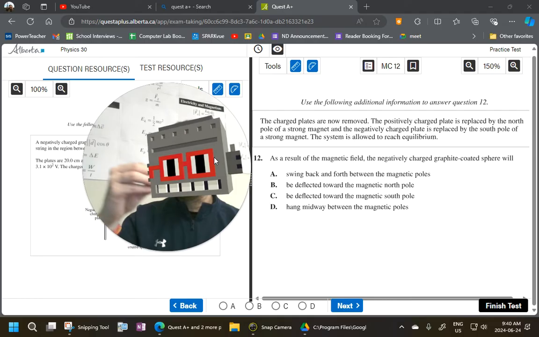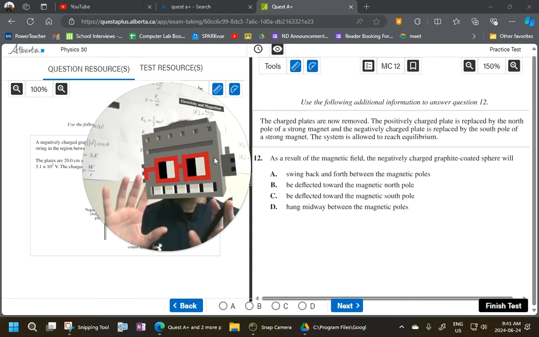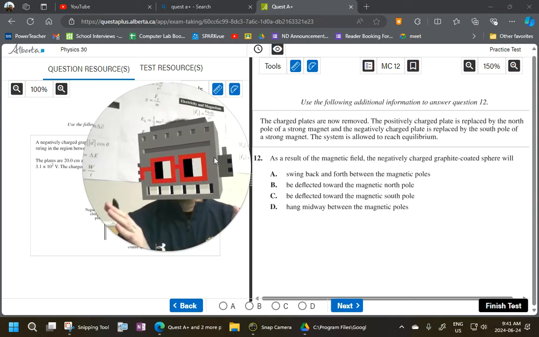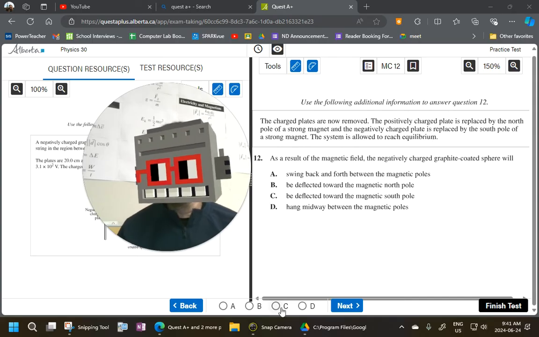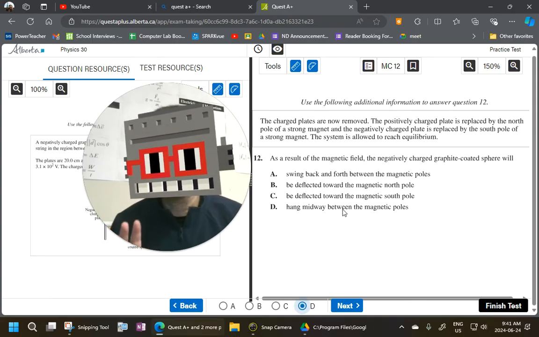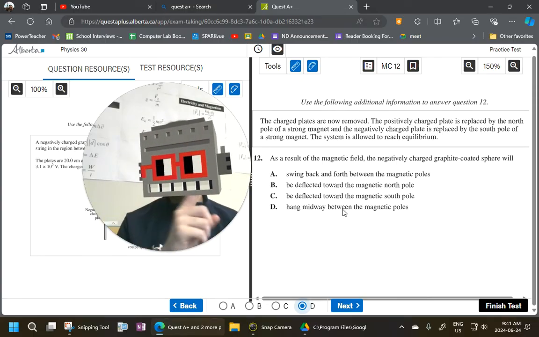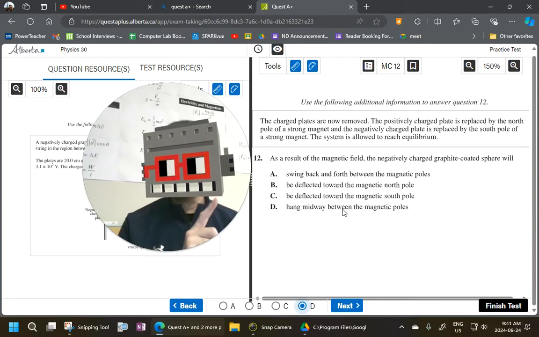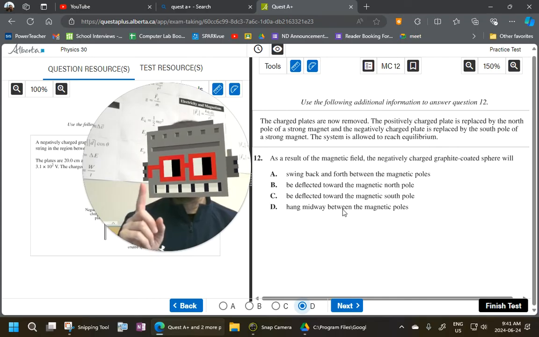The system is allowed to reach equilibrium, so it would swing down. As it swings down, it would produce a force that would deflect it in a perpendicular direction and it would swing. Eventually, I think it would just settle down at the bottom and hang midway between the poles, because it's not going to be attracted unless it's moving all the time. It might move in a kind of circular motion. It says it's going to reach equilibrium, so I assume it's going to stop, but it might move in this circular motion.